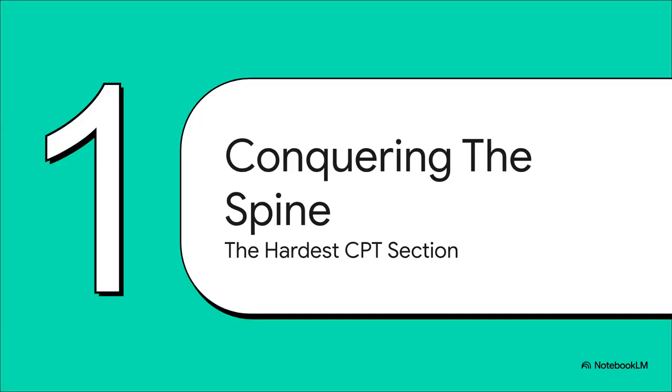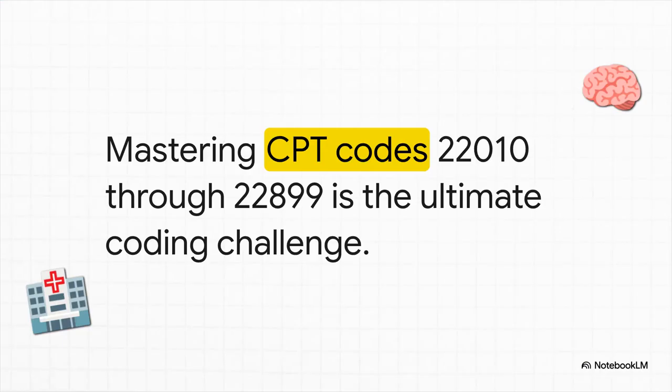All right, Section 1, Conquering the Spine. We are covering CPT codes 22010 through 22899 today. It's notoriously the hardest section to code, but we're going to break down this highly technical language so that literally a 15-year-old could understand it. We'll start with the least invasive stuff and work our way up to the major reconstructive surgeries.